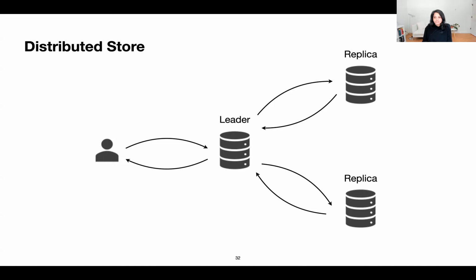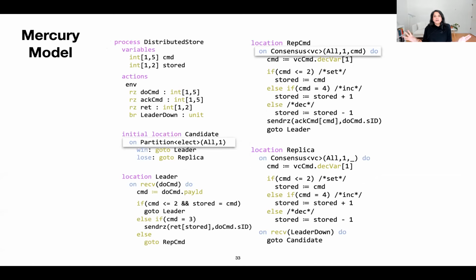So using some notion of consensus, and once the command is executed, the leader can send an acknowledgement to the client. Okay. So let's see now how one would model this system in Mercury using the agreement primitives we just discussed. So here is the entire process definition in Mercury. You don't really have to go through all of it. I'll highlight the things you need to notice.